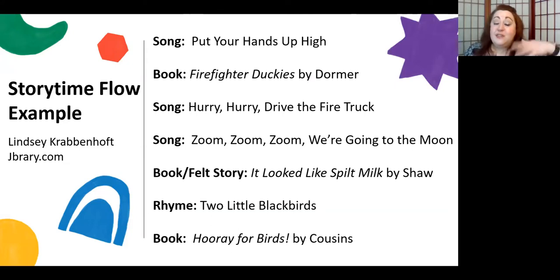So the way that this flow works is it starts out with the song, Put Your Hands Up High, which I will sing for you really quick. Put your hands up high, put your hands down low, put your hands in the middle and wiggle just so. Put your elbows in the front, put your elbows in the back, put your elbows to the side and quack, quack, quack. So it's a duck. You sing about a duck, and they read Firefighter Duckies, also about ducks, obviously. But then they do Hurry, Hurry, Drive the Fire Truck. So it goes from ducks to fire trucks is the common theme.